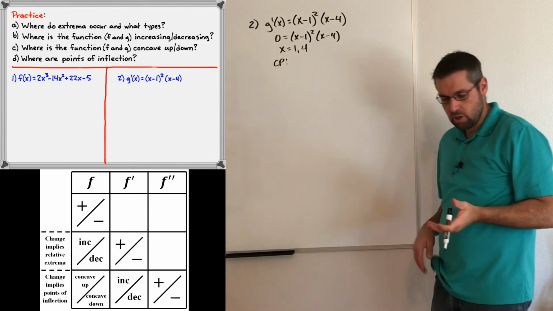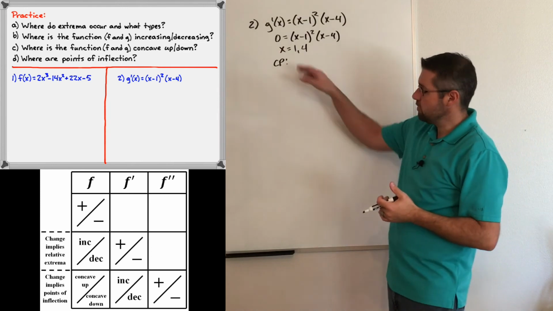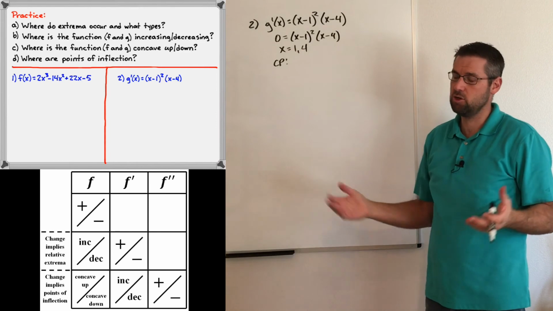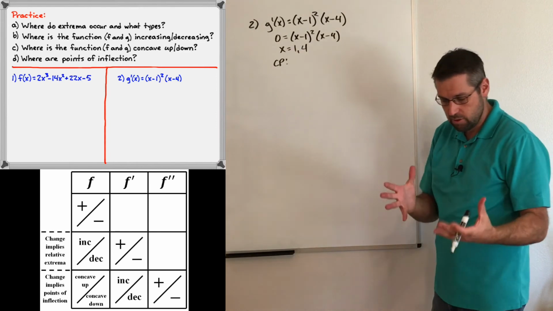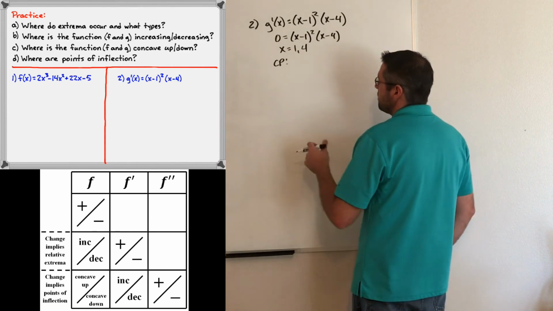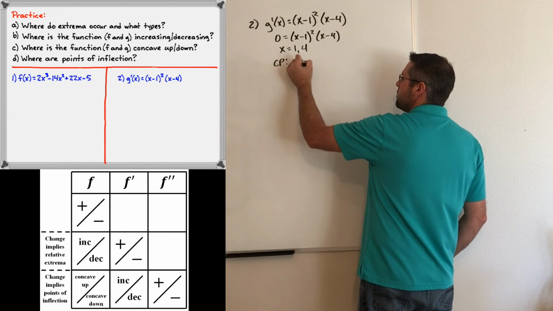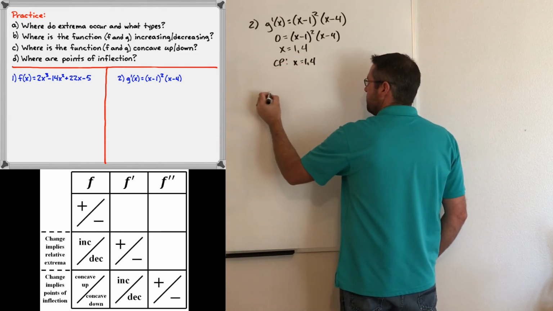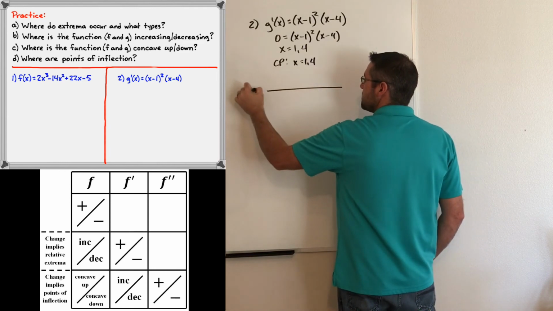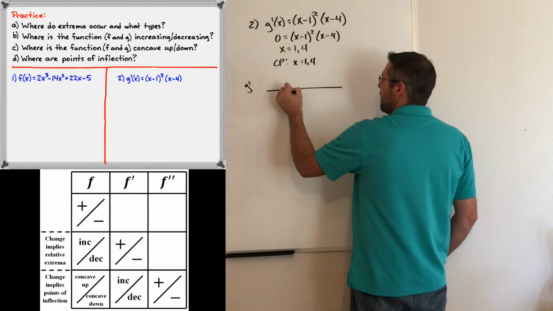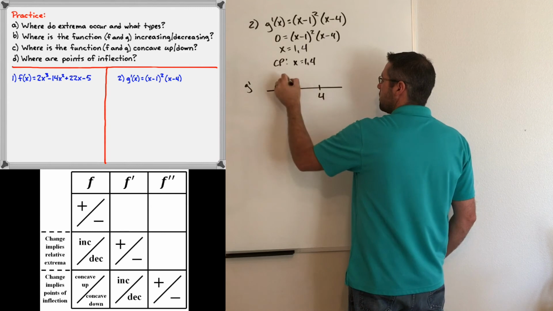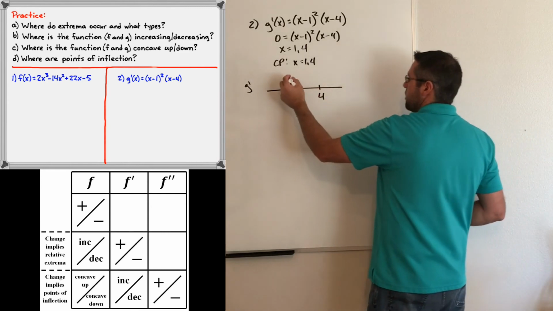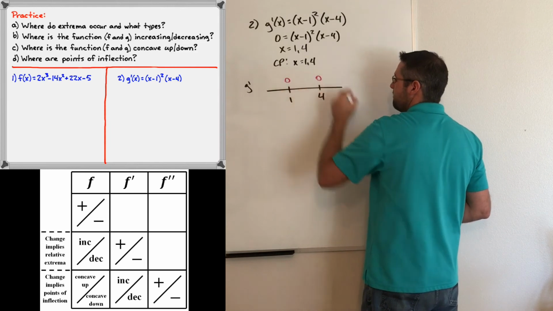Again, our critical points are when g prime is 0, got those. When g prime does not exist, well, g prime always exists because, again, it's a polynomial. And at endpoints, there's no interval here, so there are no endpoints. So our critical points are 1 and 4. Now we'll set up a number line, just like we did before. This is the number line for g prime. At 1 and at 4, g prime has zeros.